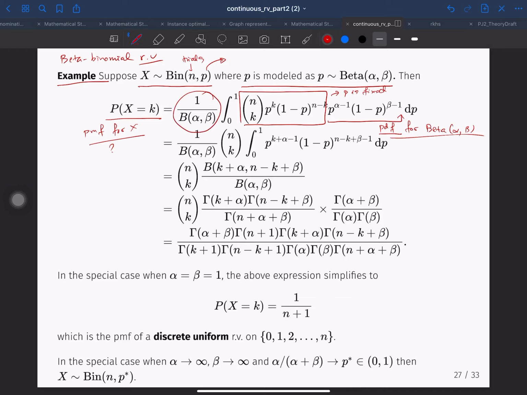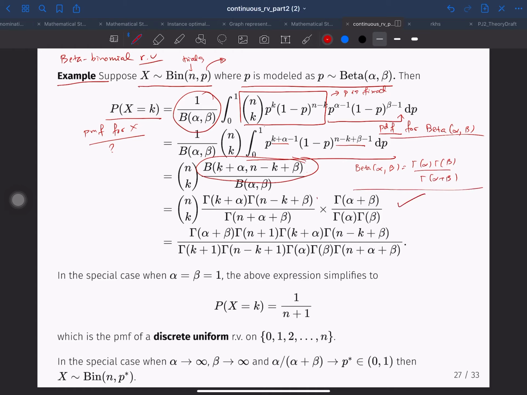But if we move the binomial coefficient n choose k out, then this integral from 0 to 1, of p to the k plus alpha minus 1 times 1 minus p to the n minus k plus beta minus 1, is nothing more than the beta function with those parameters. And we recall that beta of alpha, beta is gamma of alpha times gamma of beta, divided by gamma of alpha plus beta. So after some simplification, we get this by using those definitions.